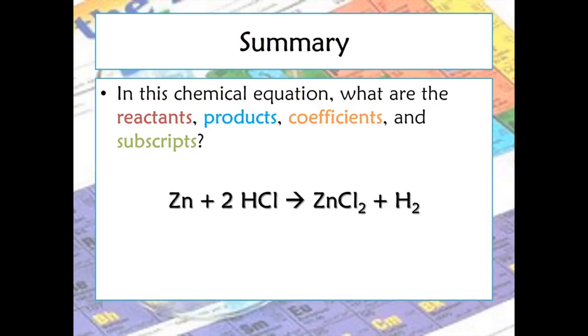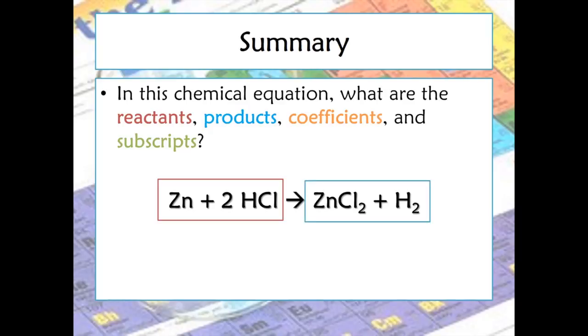Let's review some of the concepts we just covered. In this chemical equation, what are the reactants, products, coefficients, and subscripts? Take a moment to decide. Remember that the reactants are on the left side of the equation, and they are the substances that are being altered. The products, which are the substances being formed, are on the right side of the equation. The coefficients are the numbers in front of the molecules, and the subscripts are the small numbers that come after an element symbol.